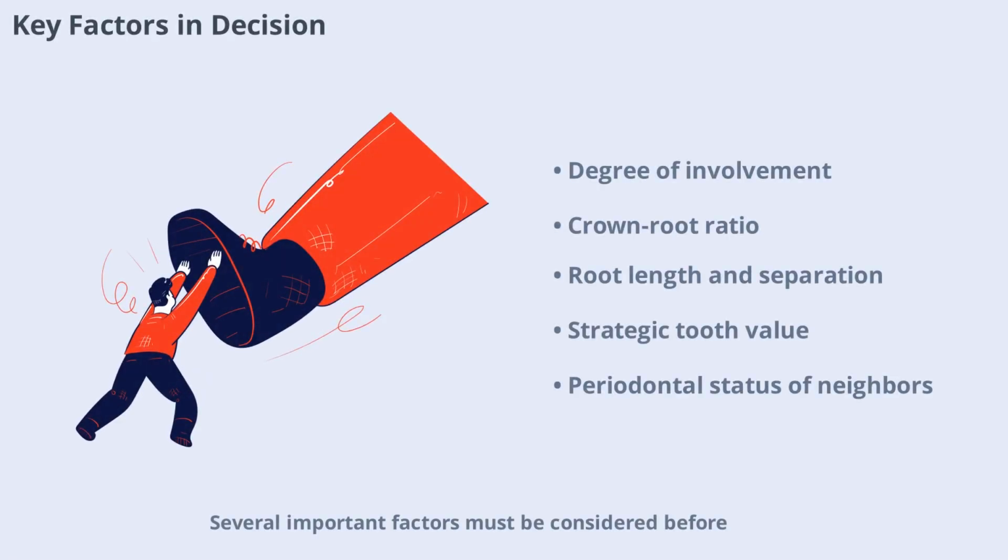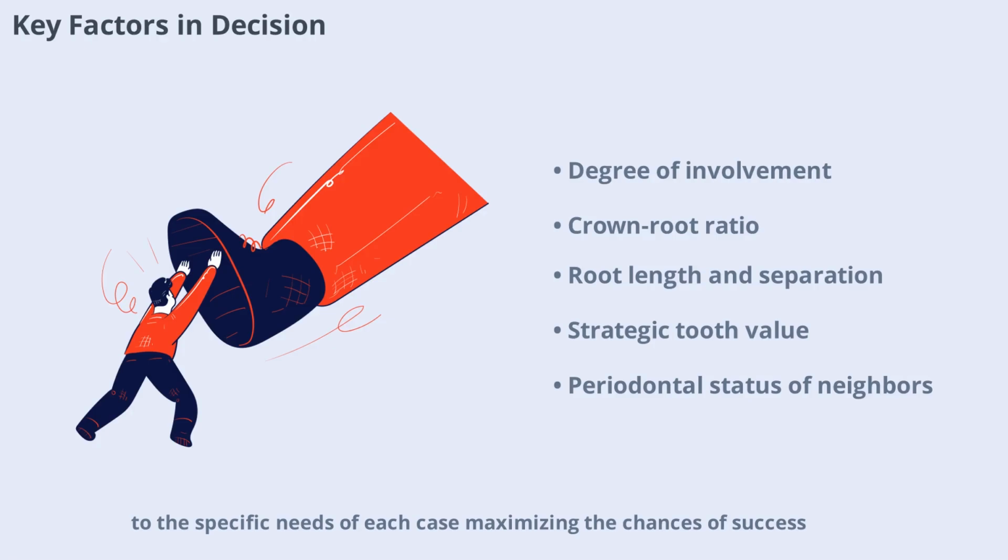Several important factors must be considered before selecting a mode of therapy for periodontal issues. These include the degree of involvement, crown-root ratio, root length, and the degree of root separation. Additionally, the strategic value of the tooth, root anatomy, and any residual tooth mobility play significant roles. Endodontic therapy history, the ability to eliminate the defect, and the periodontal condition of adjacent teeth are also crucial. By carefully evaluating these aspects, dental professionals can tailor the treatment plan to the specific needs of each case, maximizing the chances of success.